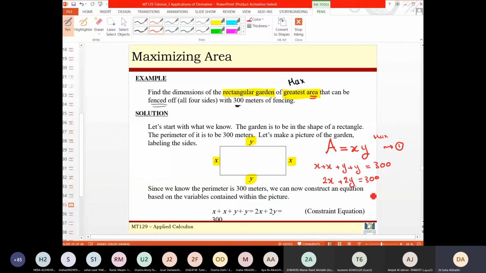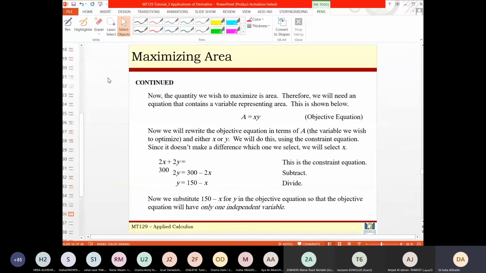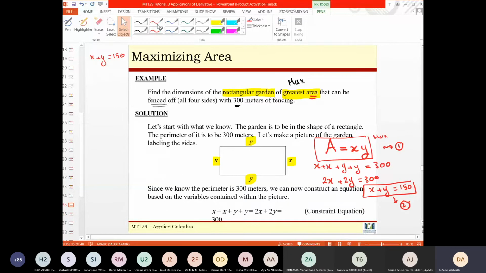I can simplify it by dividing by 2. This means x plus y equals 150. This will be equation number 2. So now I wrote my 2 equations. I have equation 1 and equation 2. We do the same as what we did previously. Now I have the equation x plus y equal to 150. This will give me y equal to 150 minus x.